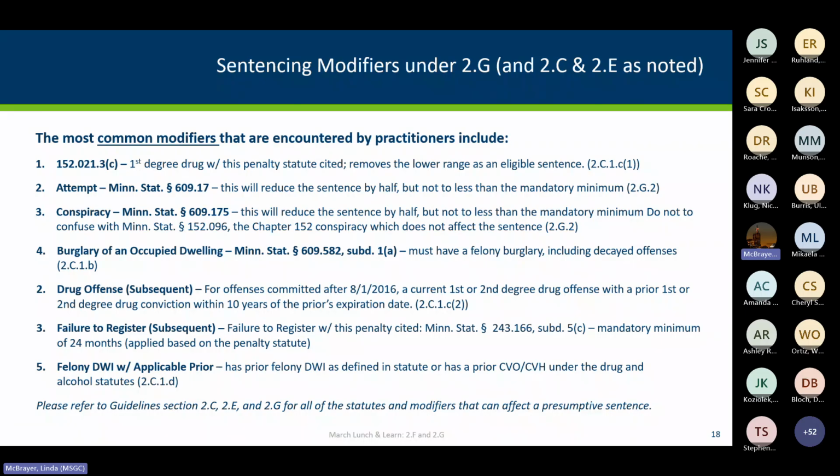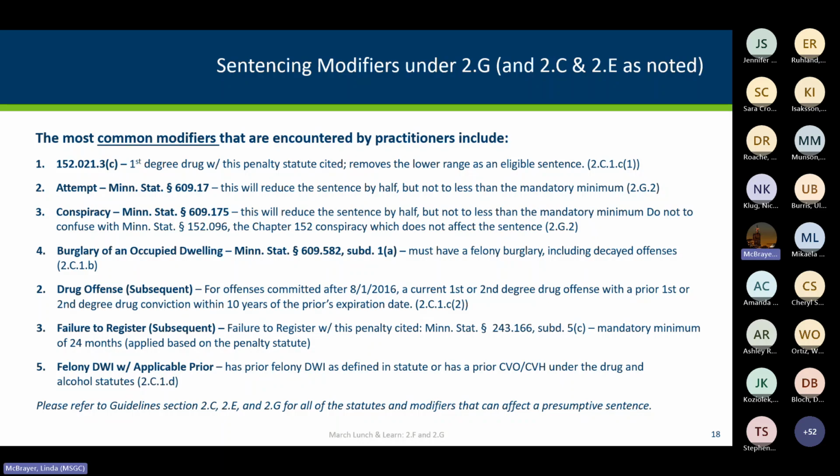Same thing is true with conspiracy, but we want to watch out for the Chapter 152 conspiracy. That's 152.096. That one makes no change to the presumptive sentence. So when that is the conspiracy statute, it's just cited as an additional statute and no change is made to the sentence. So always verify if you have a drug offense that says it's a conspiracy, verify which conspiracy it is.